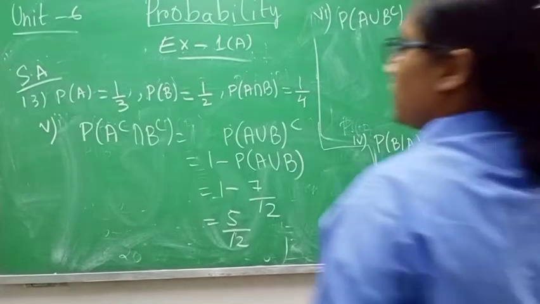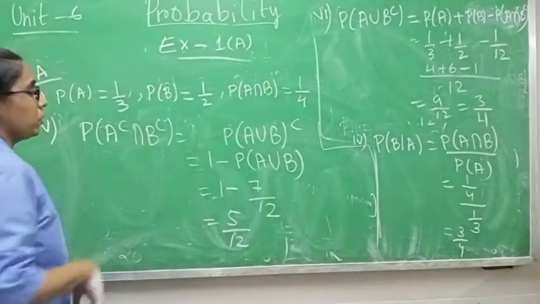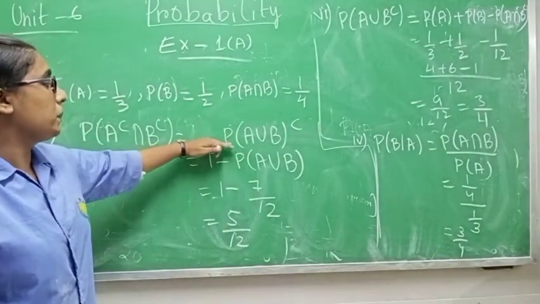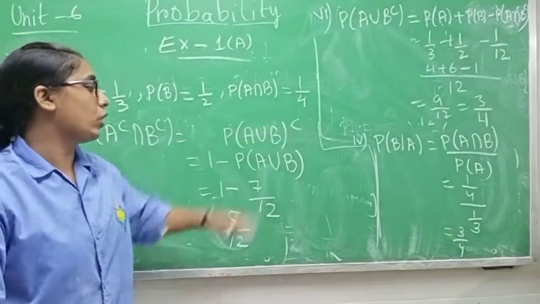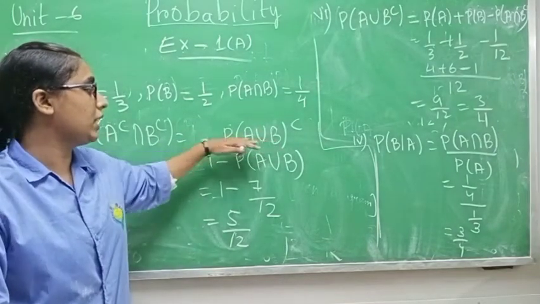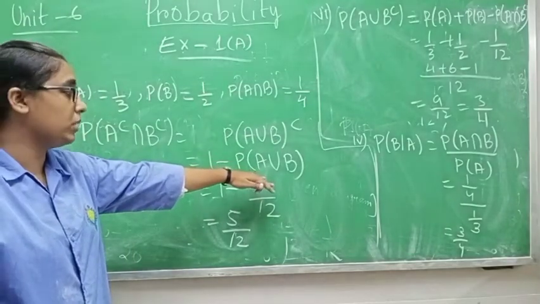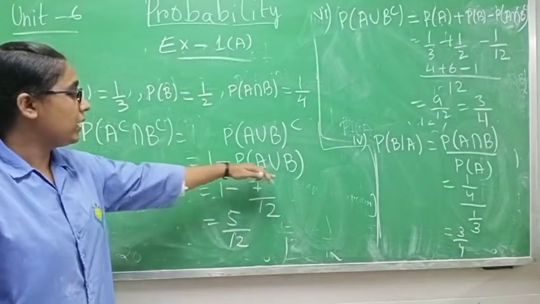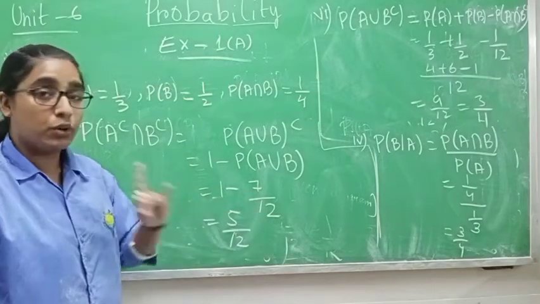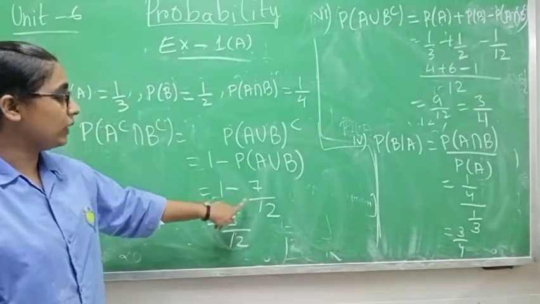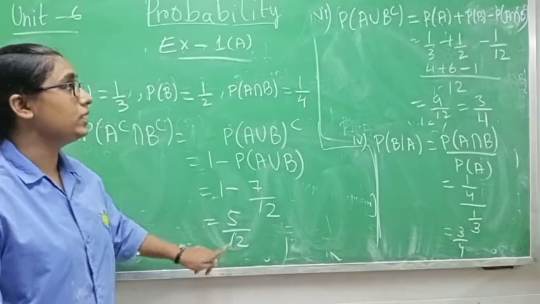Now 5 is P(A complement intersection B complement). From De Morgan's law, you will get P(A union B) whole complement. In place of P(A union B) whole complement, you can write 1 minus P(A union B). P(A union B) value is 7 by 12, from the first answer. When you subtract, taking the LCM, you will get 5 by 12.